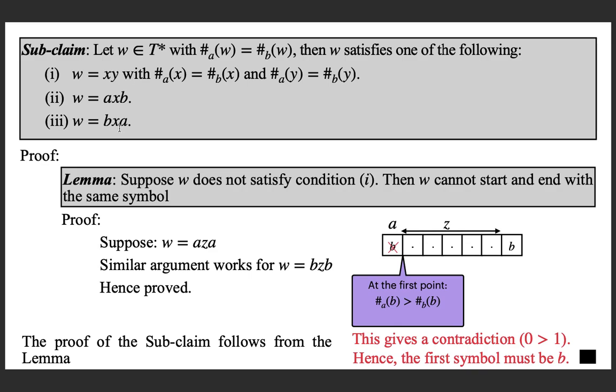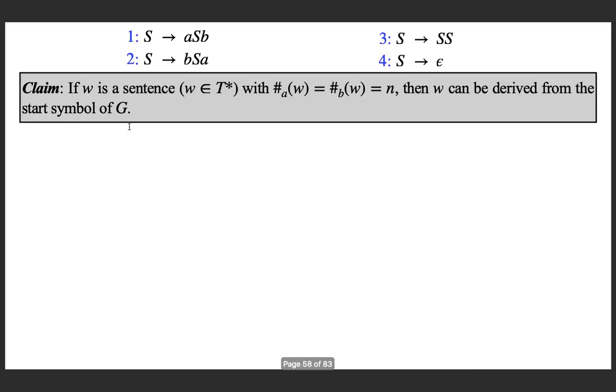Now try to remember the result. If the string W has an equal number of A's and B's, then it must be a concatenation of two strings with equal numbers of A's and B's, or it starts with A and ends with B, or in other words it starts with B and ends with A. So these are the only three forms. Now we can prove the completeness. The completeness claim is this: if W is a string of terminals with an equal number of A's and B's, which is n for some natural number, then W can be derived from the start symbol of the grammar.